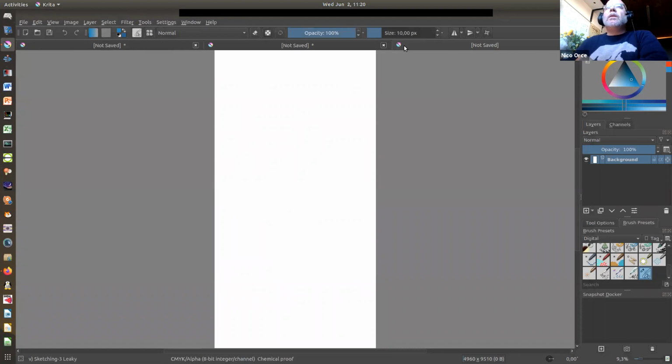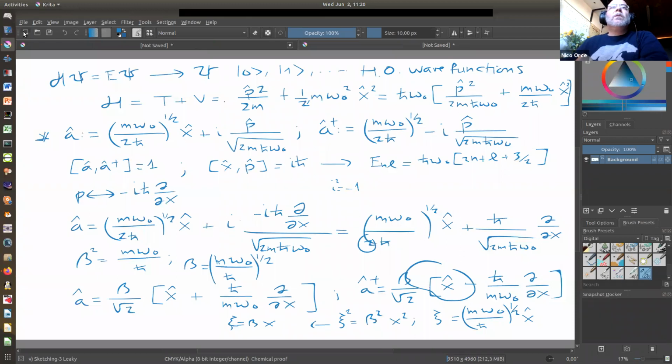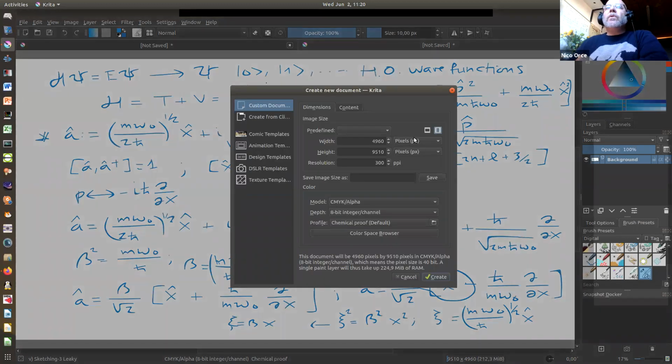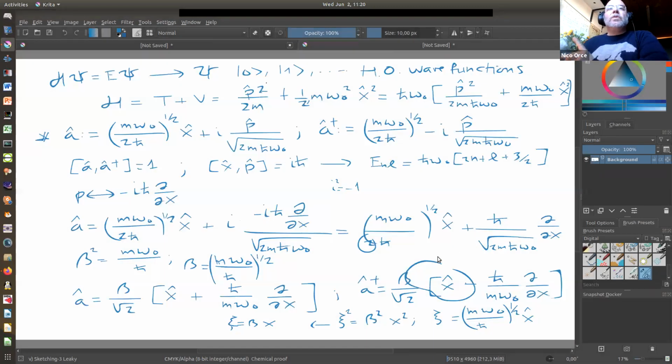No, I want this to be landscape because we have more. All right, so we have that A dagger. Remember this equation here, we're going to write it down now.